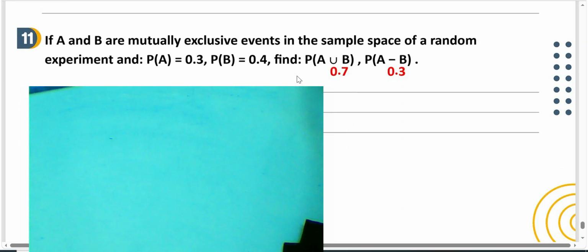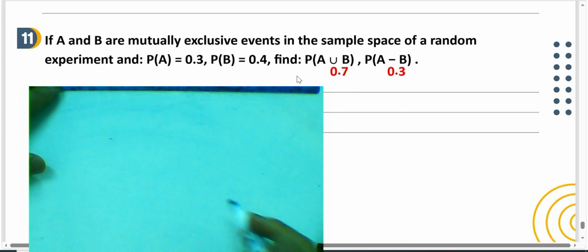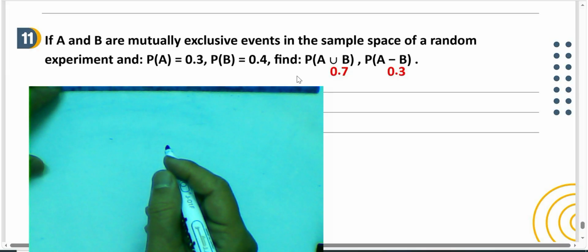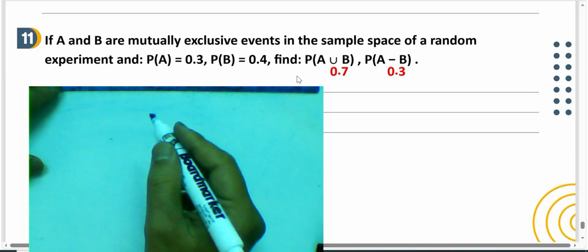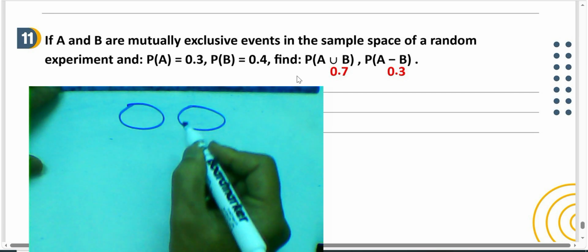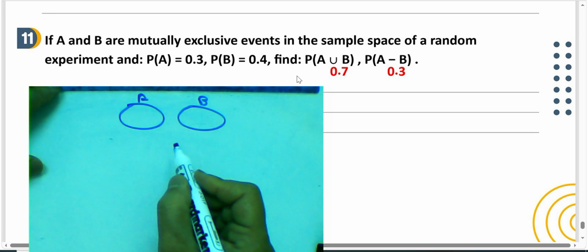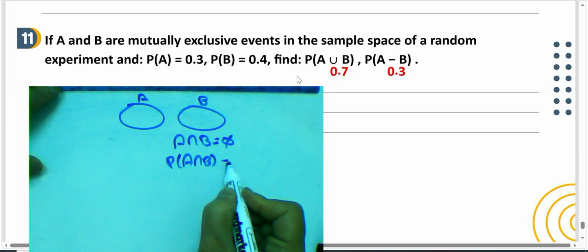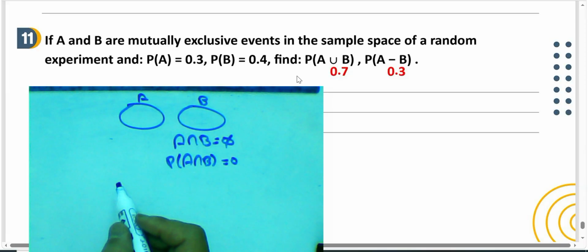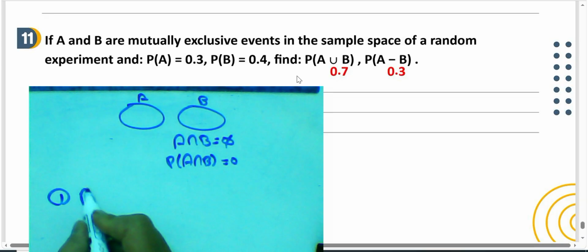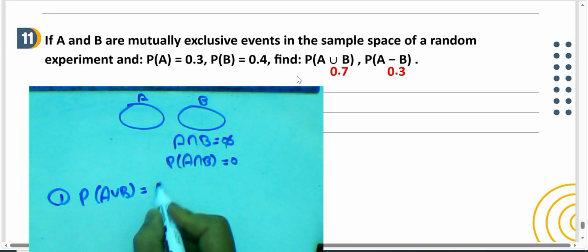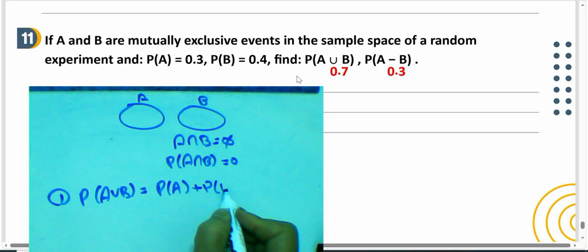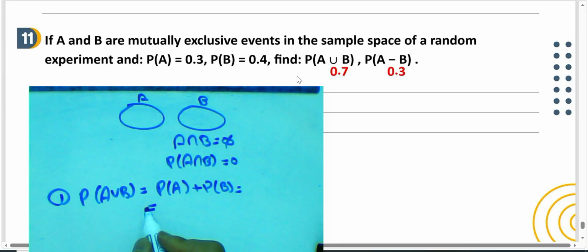Okay, next question down here. If A and B are mutually exclusive events in the sample space of a random experiment, probability of A is 0.3 and probability of B is 0.4. He wants to find the union. We know A and B are disjoint, A intersection B equals the null set, and probability of A intersection B will be 0. In the first part, he wants to find probability of A union B. A union B equals probability of A plus probability of B. Probability of A is 0.3 and here 0.4, the result will be 0.7.